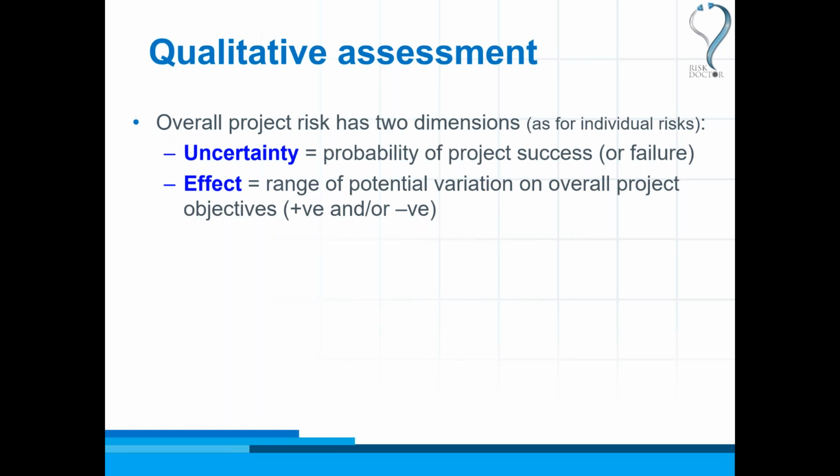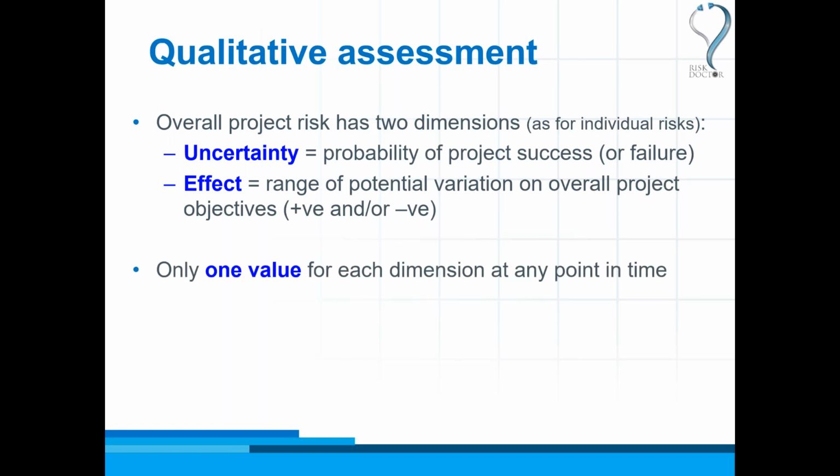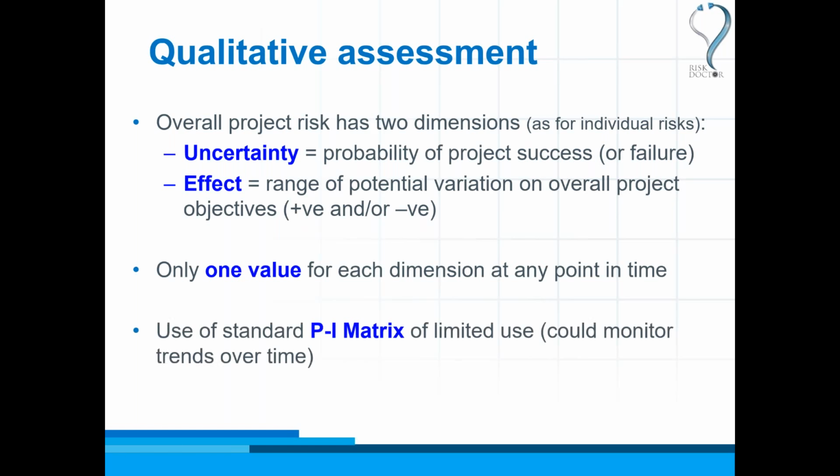And clearly, if the variation is only plus or minus 5, then the overall project is not so risky as a variation between 80 and 200. So clearly, the size of that potential variation is a measure of the overall riskiness of the project. So that's how we might quantify overall project risk. In qualitative terms, that's quite difficult to do. What you would normally do with an individual risk is to use a probability impact matrix with the red, yellow, green boxes to plot each individual risk on the box.